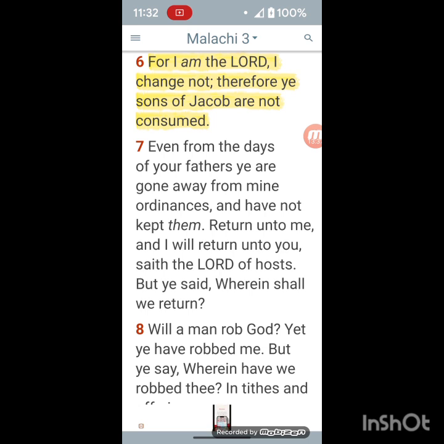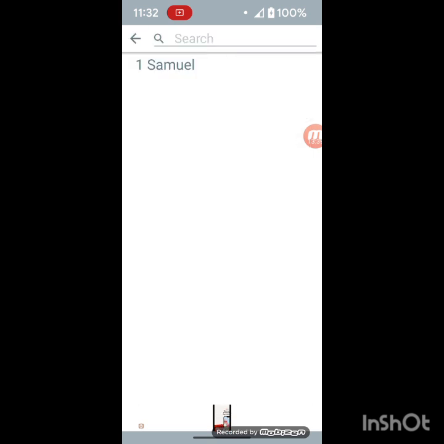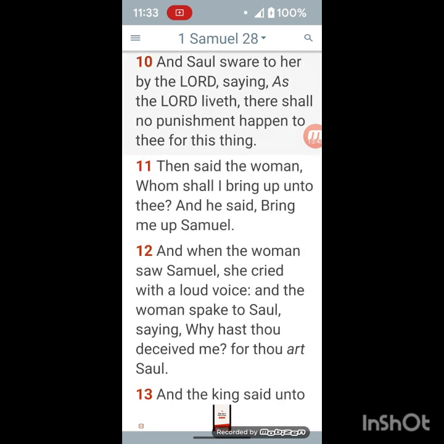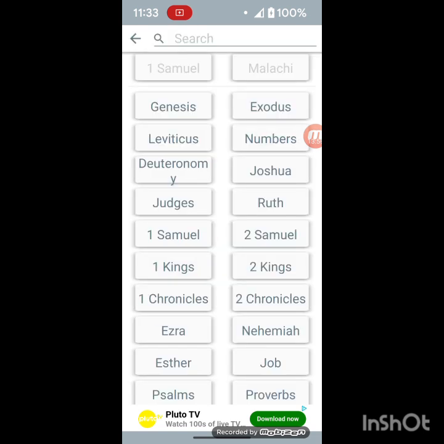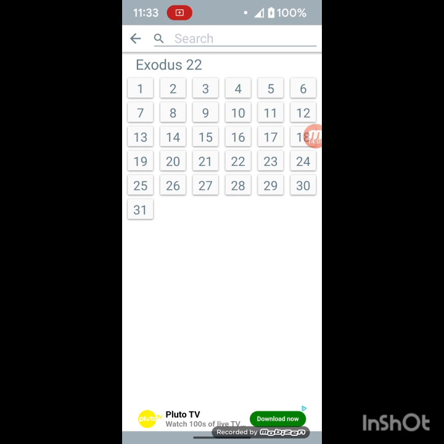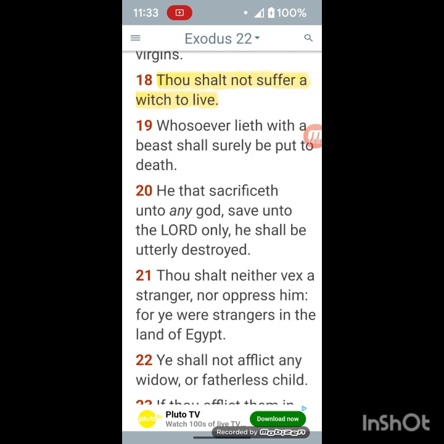All right. But going back to that, Saul said in verse 10, there shall no punishment happen to thee for this thing. So he pretty much lied, because there is a punishment for that. That's going back to Exodus 22:18. Thou shalt not suffer a witch to live. You should not have no patience for a witch to live. All right. So she's going to get taken out.